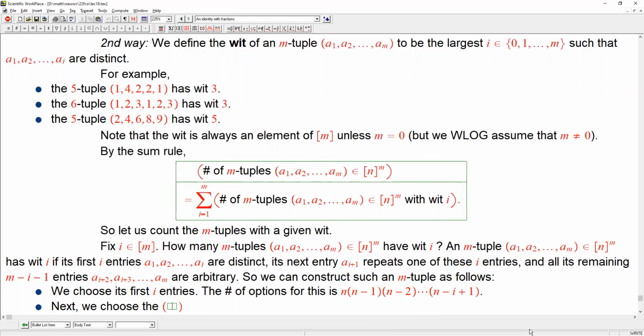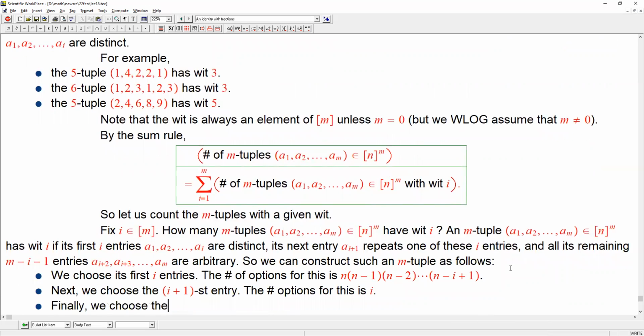Next, we choose the (i plus 1)st entry, and this entry has to repeat one of those first i entries. And because the first i entries are distinct, we have i choices, so i. Finally, we choose the remaining m minus i minus 1 entries. And they're arbitrary, so the number of options for this is n to the m minus i minus 1. Every one of them can be chosen out of all n elements. We no longer care about whether they're distinct or repeat anything.